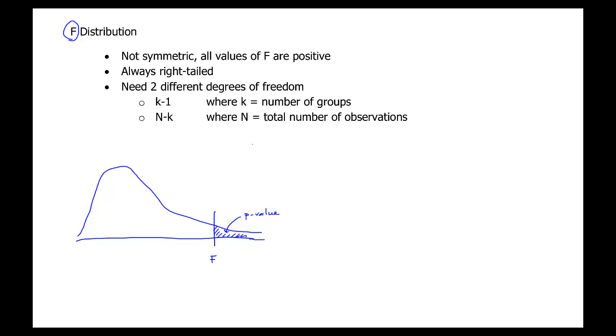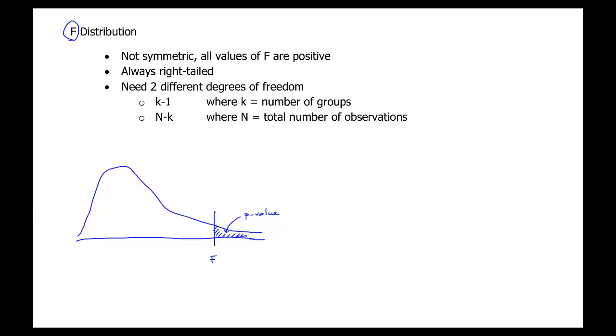And if you're using the table, there's an F table to look up p-values, you would need 2 different degrees of freedom. You have k minus 1, where k is the number of groups, and n minus k, where n is your total number of observations, and k again is your number of groups.